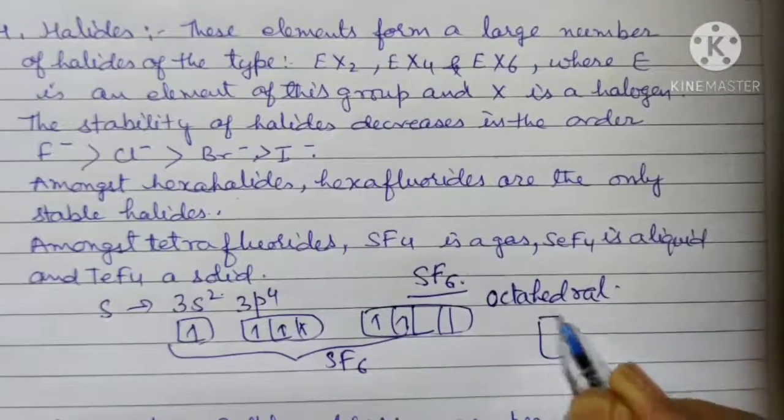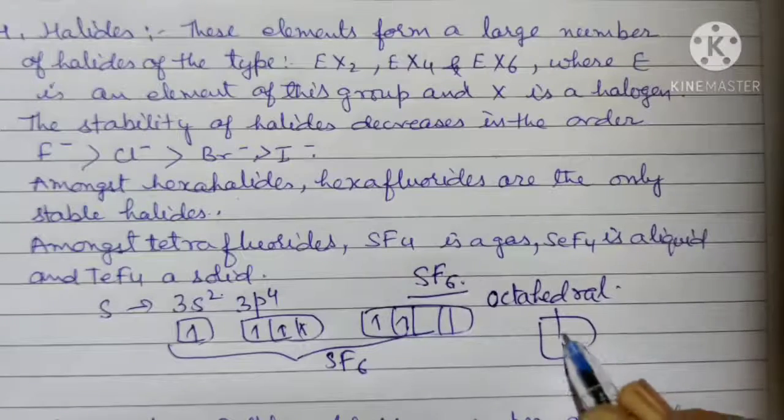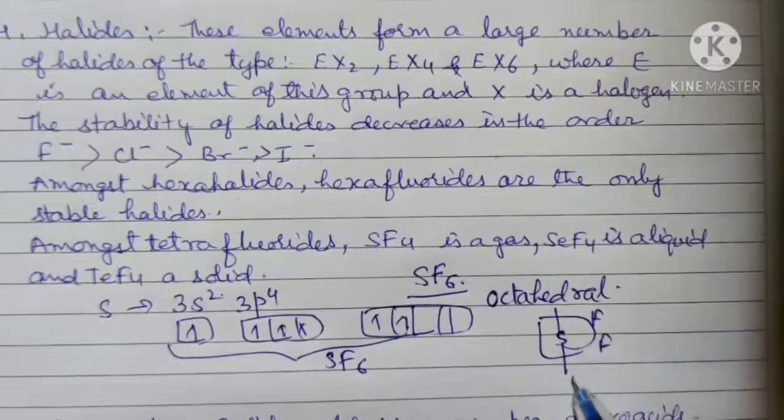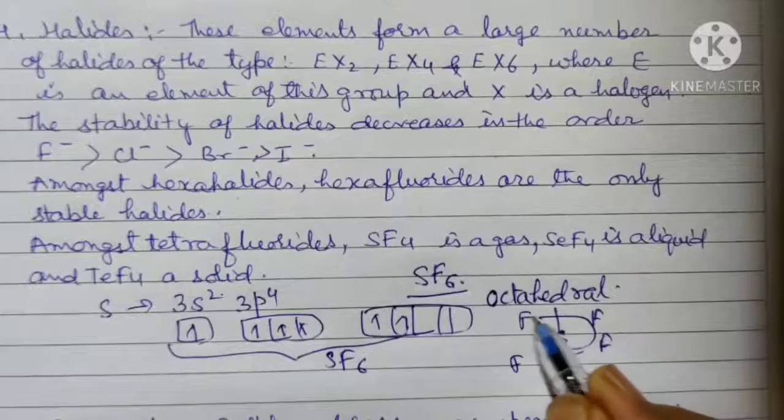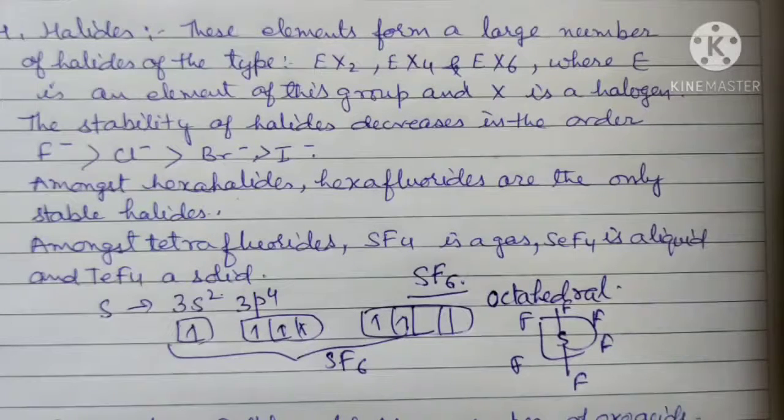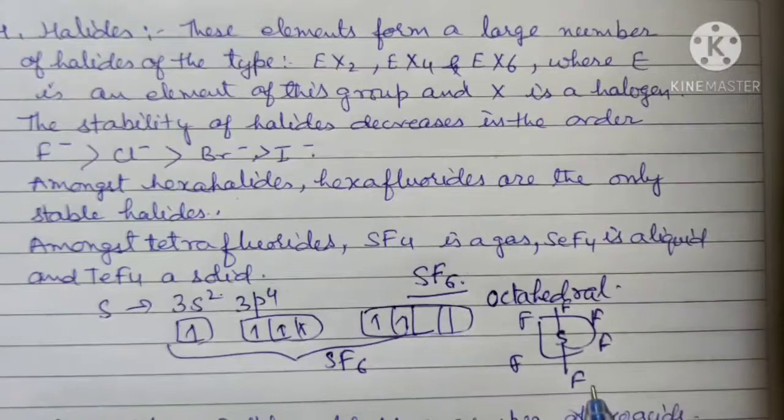Octahedral, or that is square bipyramidal. This is sulfur and these are the fluorine atoms. So this is the structure of sulfur hexafluoride and that is octahedral in nature.